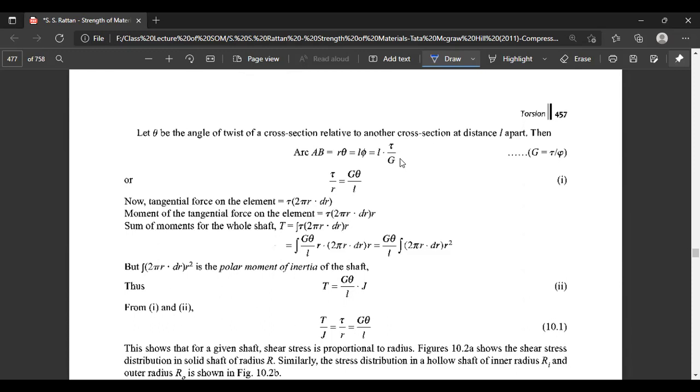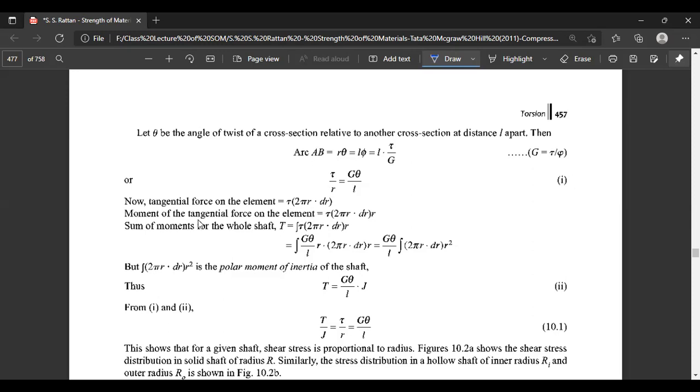Now, the tangential force on the element is tau multiplied by 2 pi R dr. The tangential force on the element is tau multiplied by the area, where 2 pi R is the perimeter multiplied by the thickness of the ring. So this is the area of the ring. Area multiplied by the torsional shear stress is the tangential force acting on the ring, because the stress acting is shear stress tangential to the element. Next, the moment of the shear force on the element.